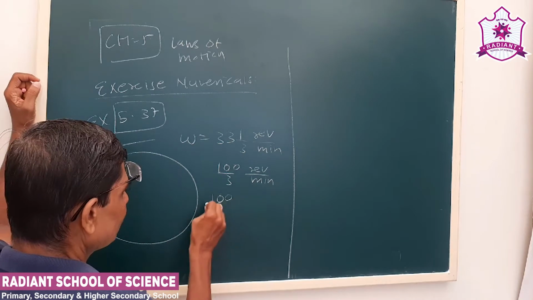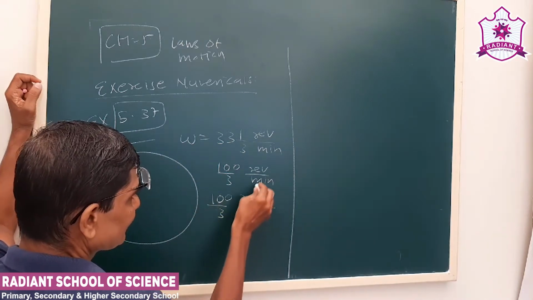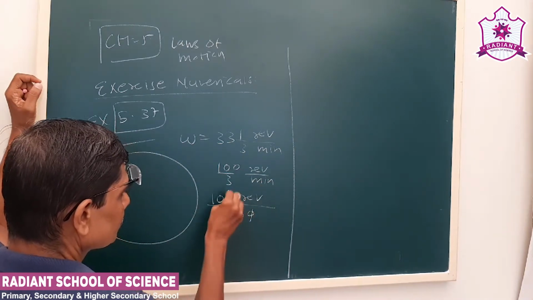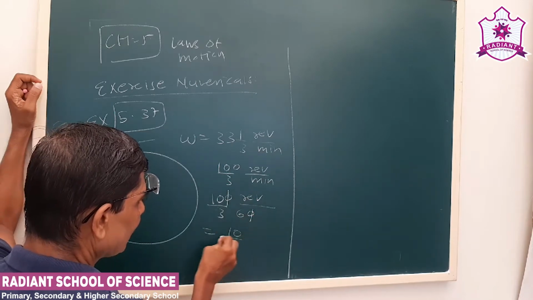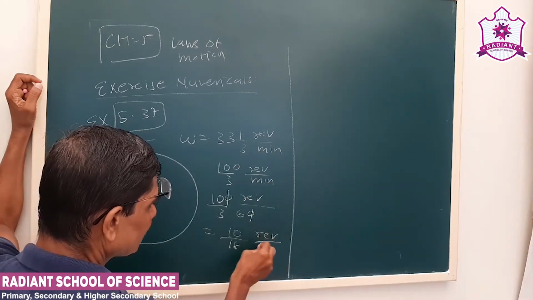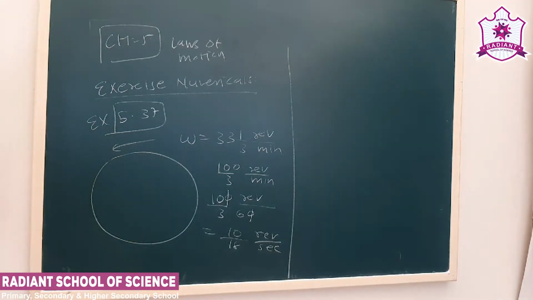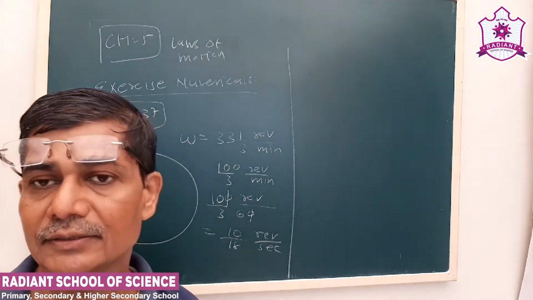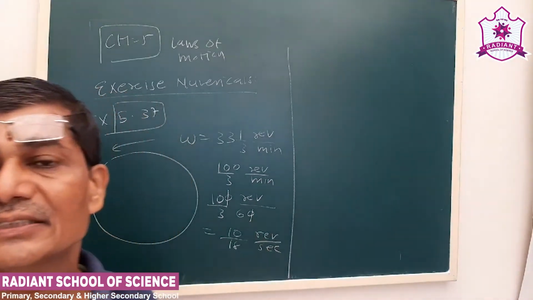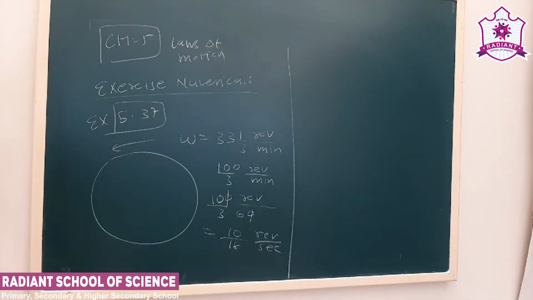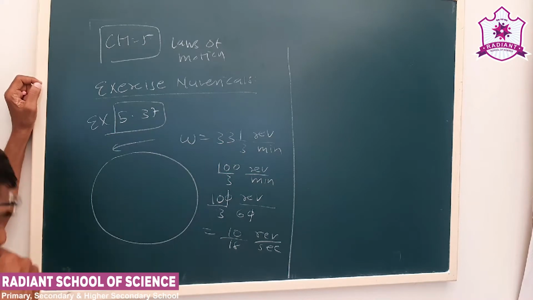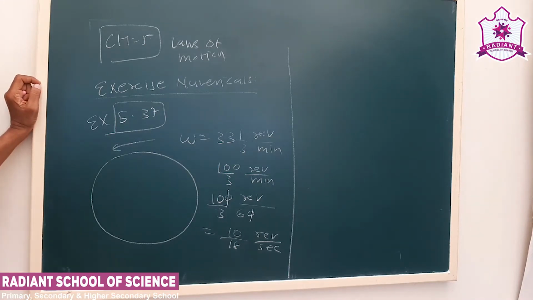So minute into second, that is 10 by 18 revolution per second. Now see, the periodic time is the reciprocal of this. The time to complete one revolution is the periodic time, that will be the reciprocal of this. So T will be 1.8, or we can keep it in terms of omega only.